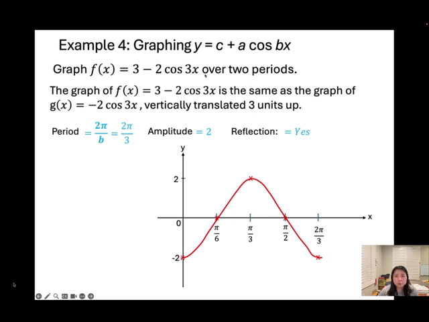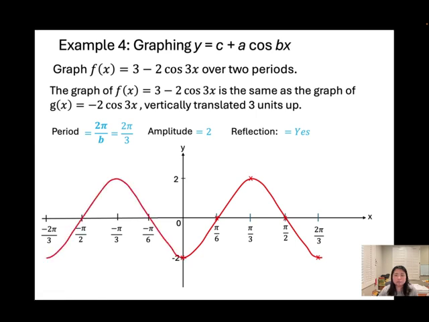Okay, and then we need to graph for the 2 periods. So I figured out this part already. I could extend it. And then I'm going to do the same numbers, but with the negative. I just copied this part and made it negative. So I do have 2 periods of the graph, and then extend it. And this is only g of x, okay? Only negative 2 cosine 3x.